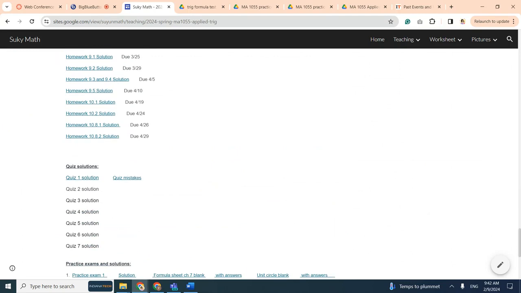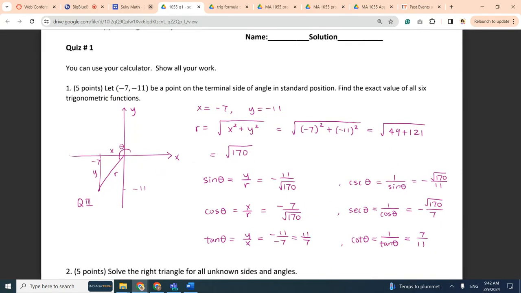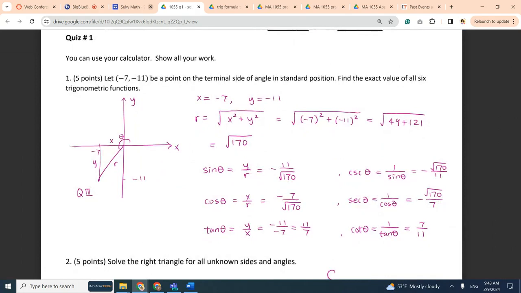The quiz solution is on our course website. All right, so quiz 1 solution. That is our first problem. This is the x coordinate and the y coordinate. We have x is minus 7 and y is negative 11. So far, so good, everybody? Look at me, don't look at your phone.